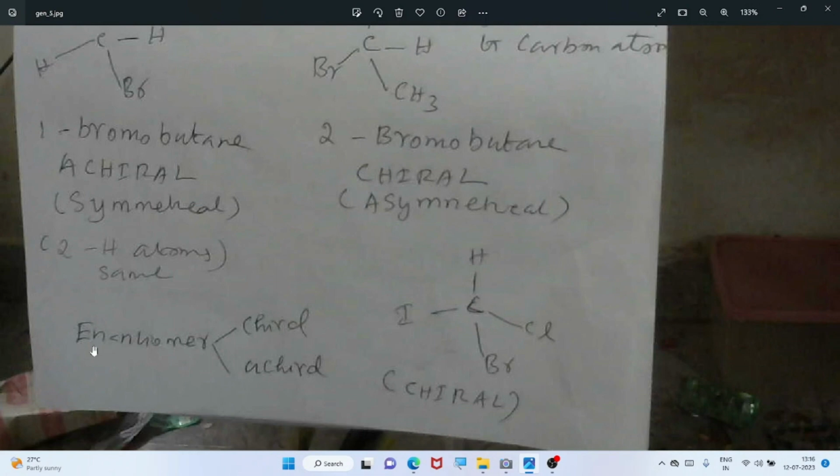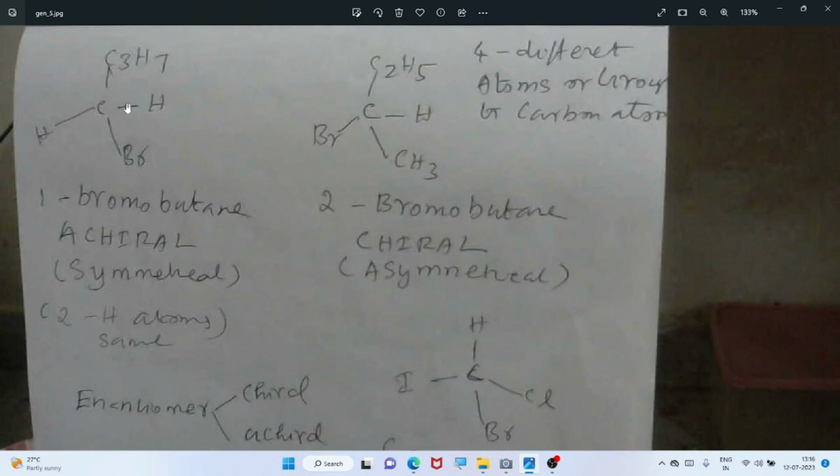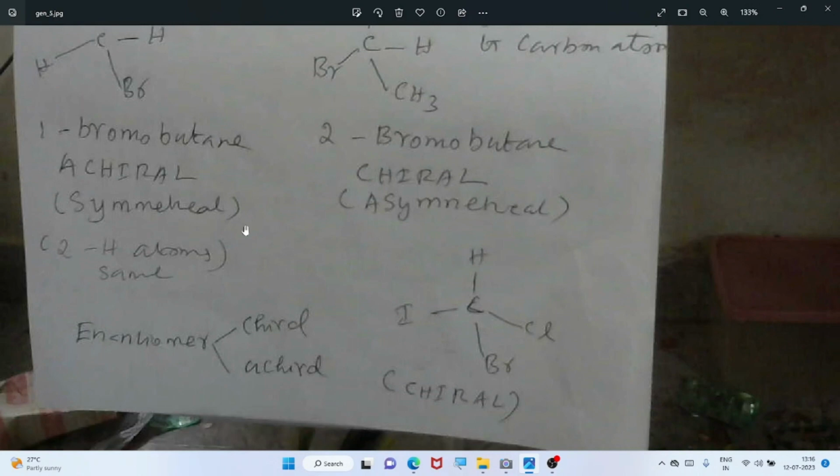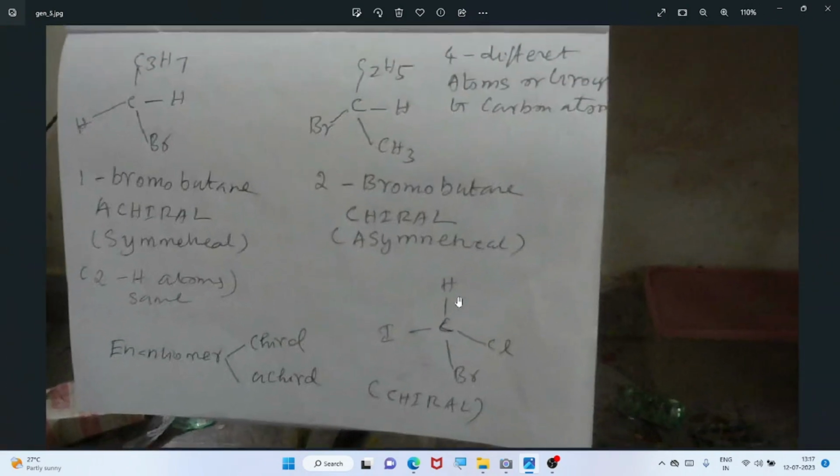Here, enantiomers: when the mirror image is not superimposable with the original, then it is called an enantiomer. One type is chiral and the other is achiral. Both are enantiomers. See, this is another example of a chiral molecule.